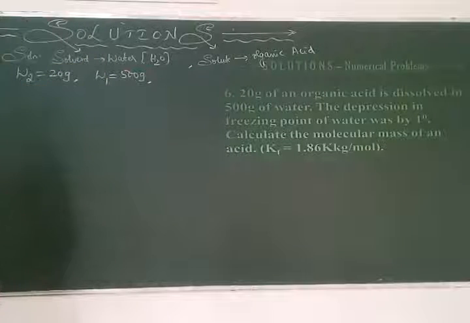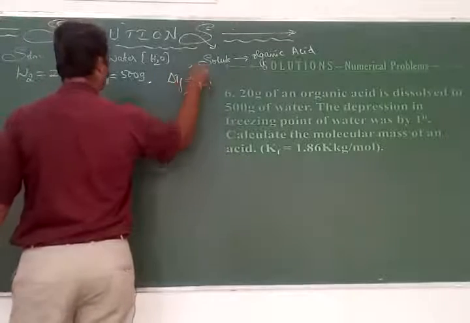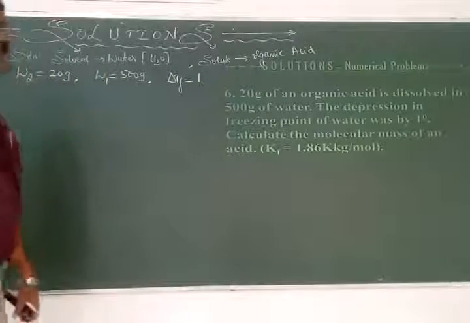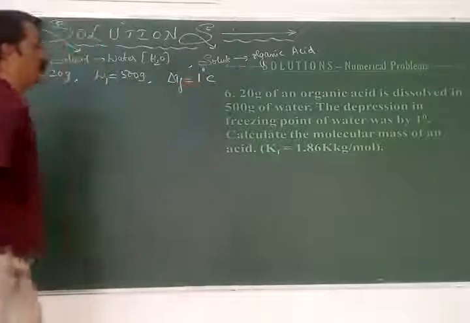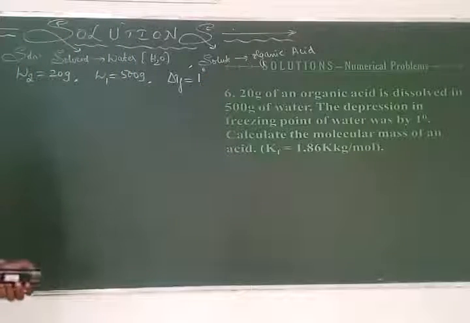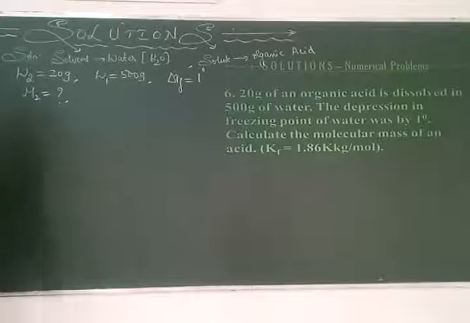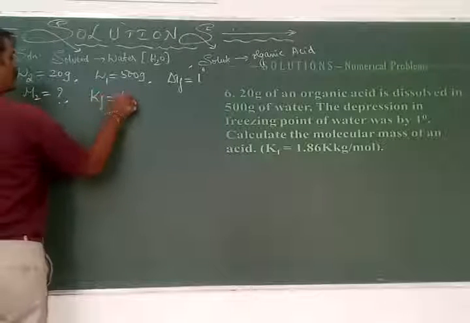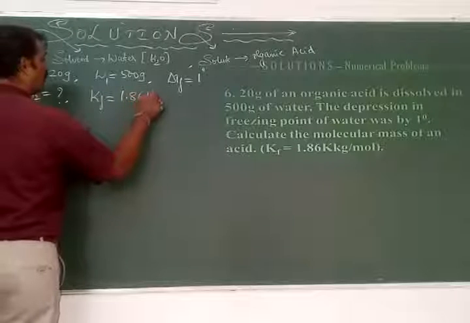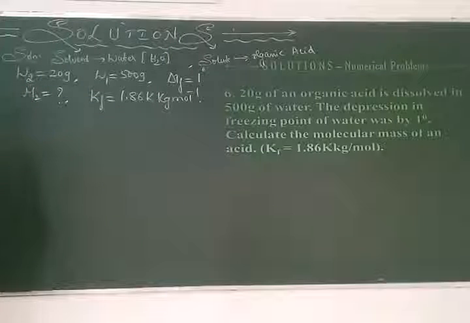The depression in freezing point of water was found to be 1 degree. Already it is given. The depression in freezing point is given by delta Tf is equal to 1 in terms of degree Celsius or degree Kelvin. Only 1 degree is mentioned, so directly delta Tf is given, that is equal to 1. Calculate the molecular mass of the solute. If Kf is given, the molar depression constant is 1.86 Kelvin kg per mole.